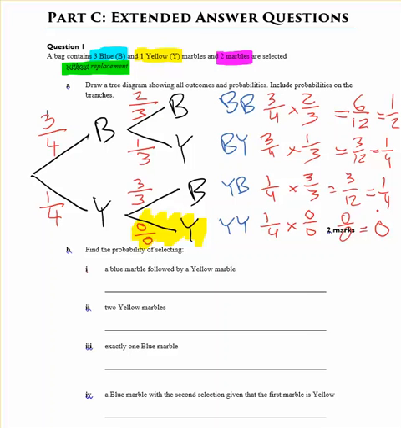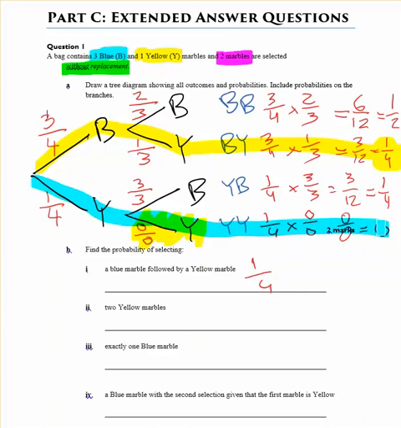So it says, what's the probability of a blue marble followed by a yellow marble? So blue followed by yellow would be here, and that was a 1 in 4 chance of happening. It then says 2 yellow marbles. Well, yellow, yellow, we know cannot happen.